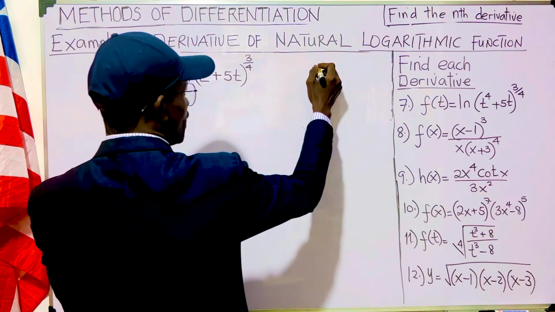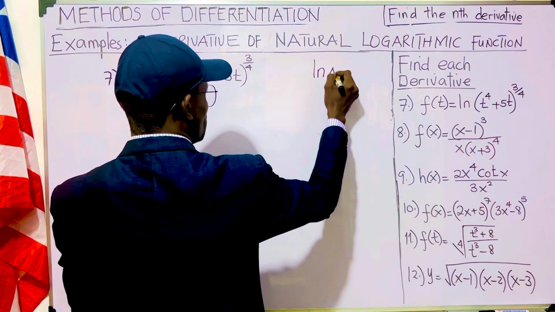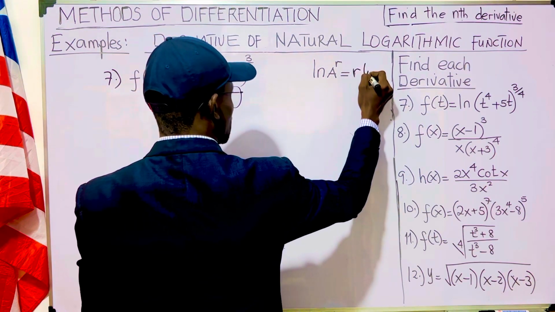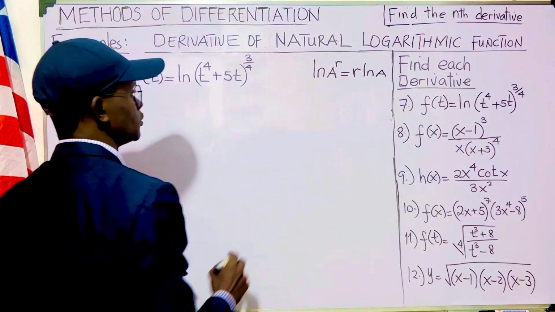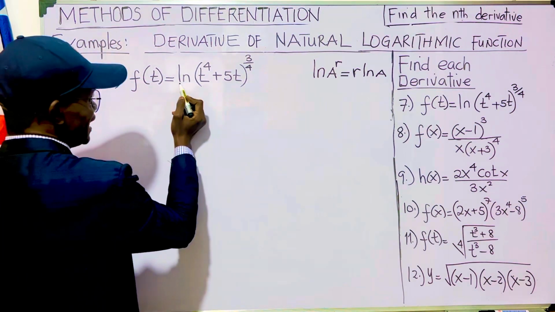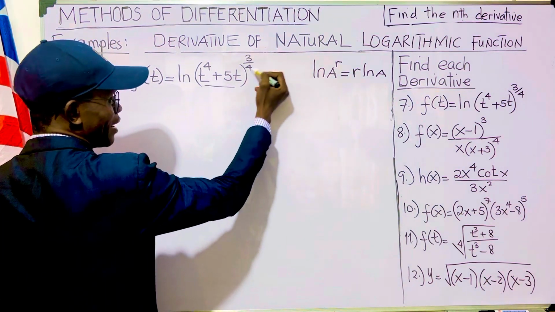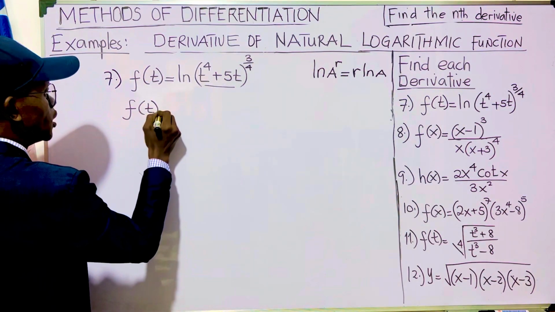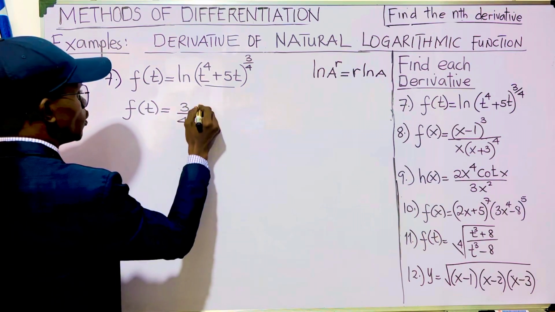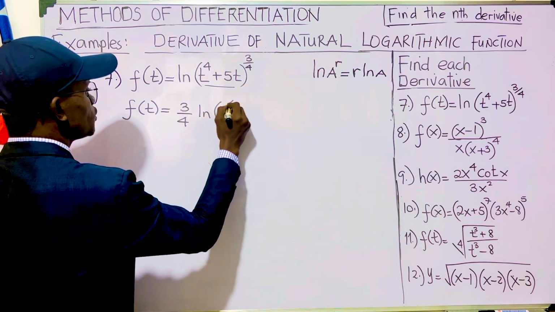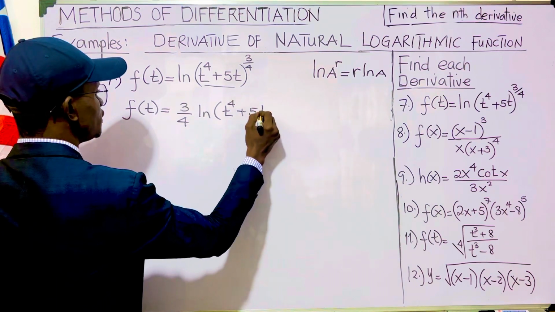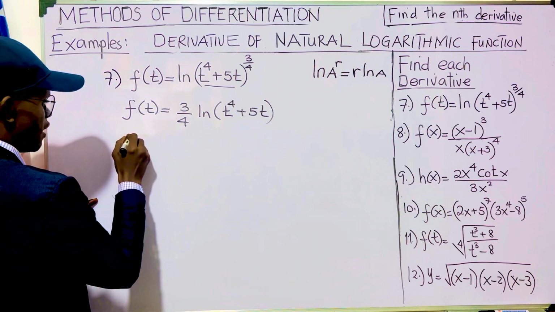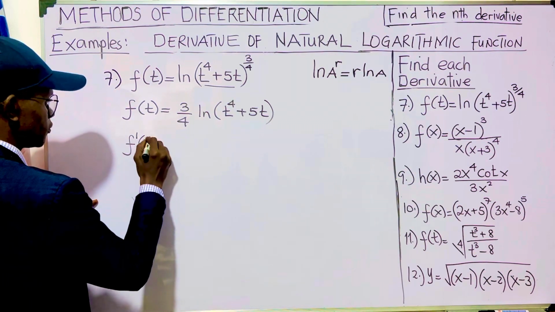Now we told you if you have ln of a raised to the power r, it is just equal to r ln of a. Because this is ln of a raised to this power r, we can just bring this r down. So f of t is equal to 3 over 4 ln of t raised to the 4th power plus 5t. Right? Then the next thing we do, we differentiate f prime of t.